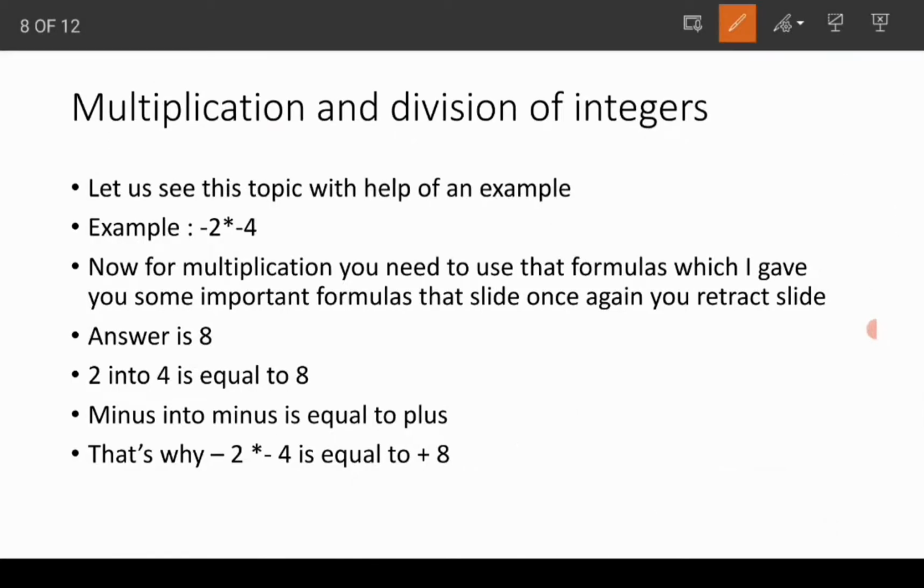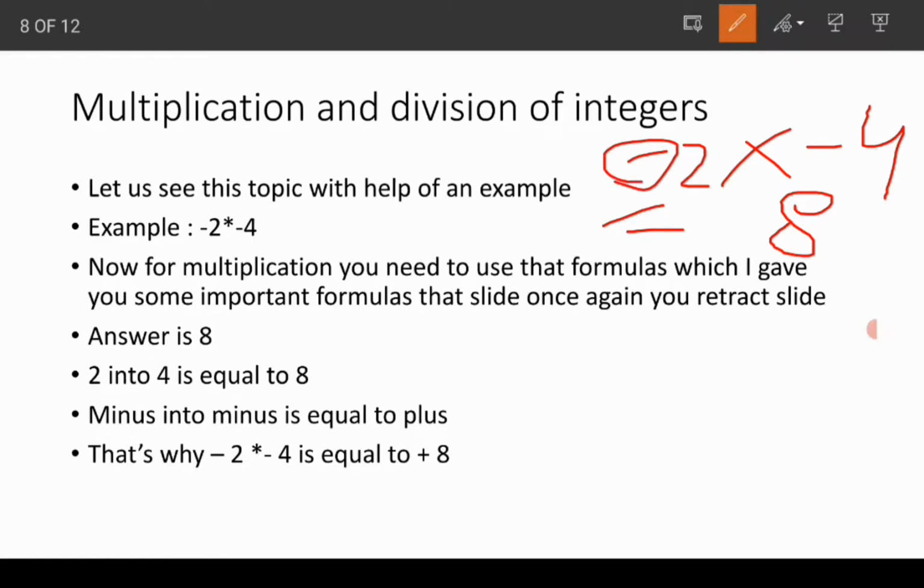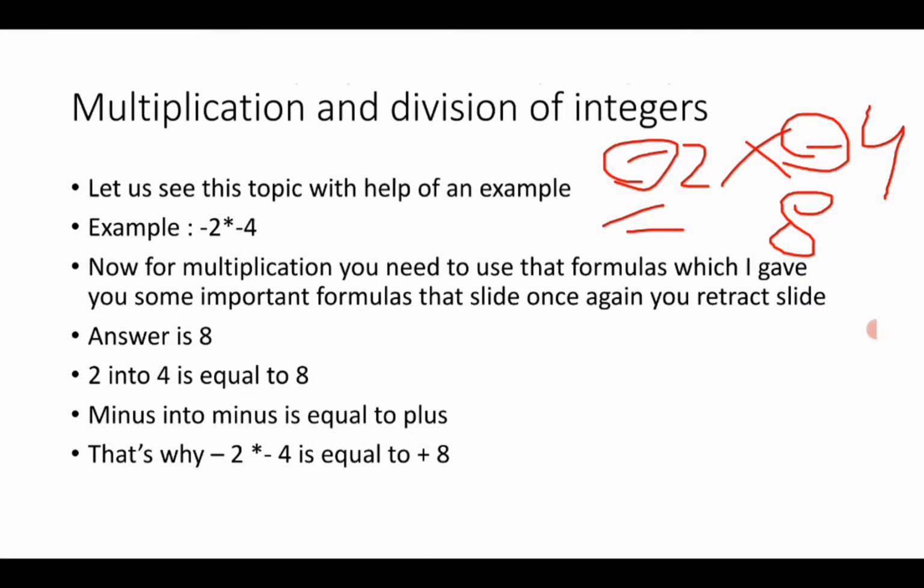So what will we do here? Minus 2 multiplied by minus 4. First we multiply the digits. What do we get as the answer? 2 into 4 is 8. Now we multiply the signs. Minus into minus. What will minus into minus be?